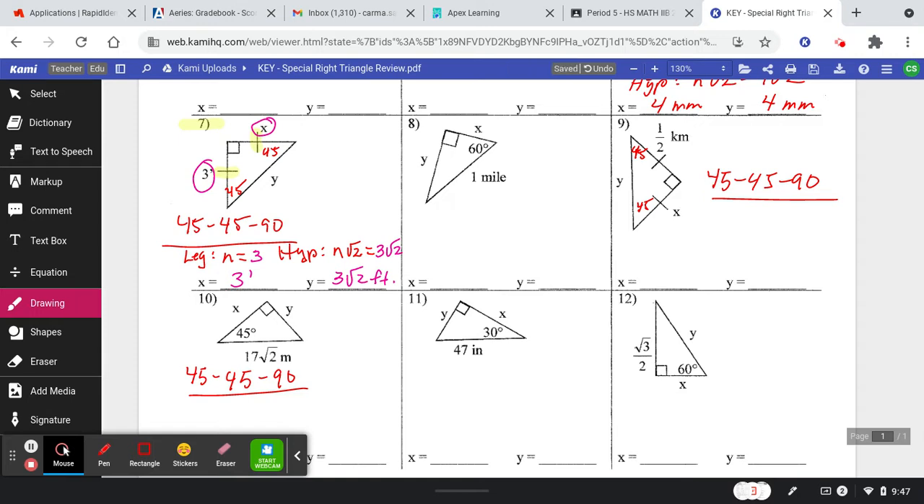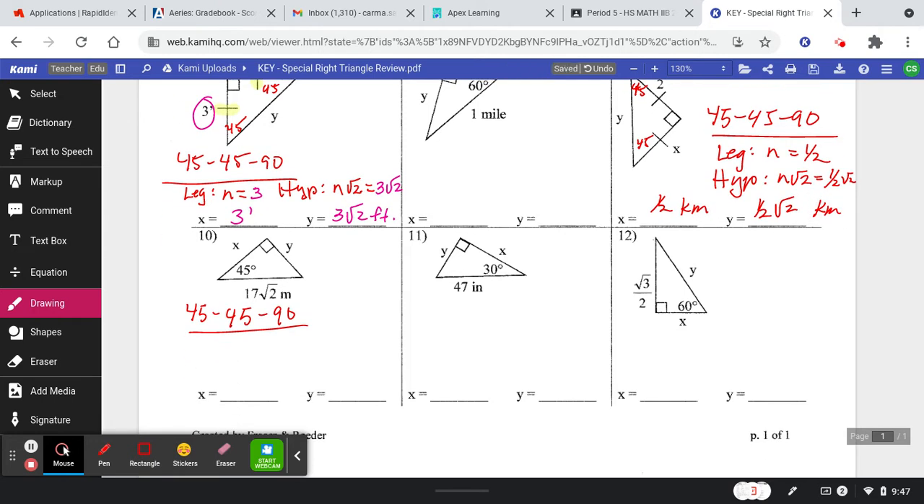Looking at number 9, do you see how they gave us a side length, or the leg, of a half? And so my hypotenuse, which is leg root 2, is going to be half root 2. So my x is a half, matching sides, and my y is half root 2. Could you write that as 0.5 root 2? Sure. And then my units are kilometers. Okay, if you haven't paused the video yet, pause it and go try your number 10.